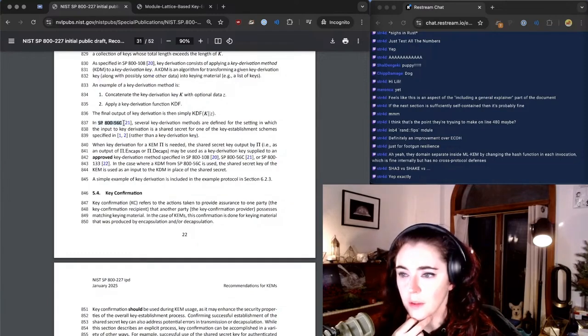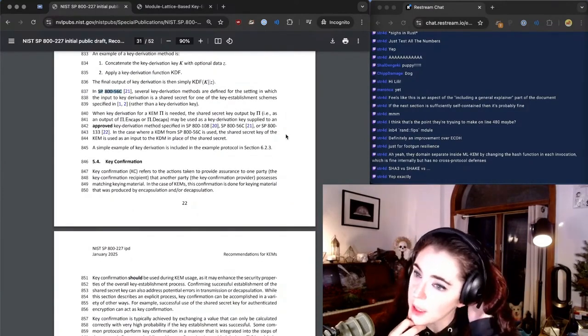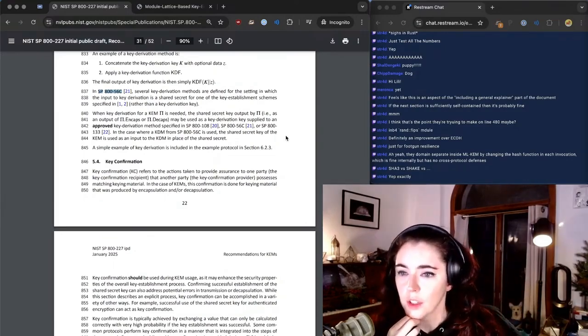Yes, SP 800-56C. Yeah. Key derivation for KEM Pi is needed. Shared secret output by Pi from Encapsulate, I use a key derivation key supplied to an approved key derivation method. Yep.